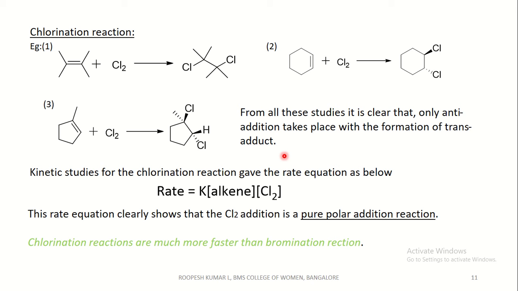Kinetic studies for the chlorination reaction gave the rate equation as below. The rate is equal to k into alkene into chlorine molecule, which is only a pure addition reaction. That is, this rate equation clearly shows that chlorination addition goes through a pure polar addition reaction, whereas in bromination it goes through all three mechanisms such as polar, concerted and ion pair, whereas in chlorination it's just a pure polar addition reaction. Chlorination reactions are very much faster than bromination reactions.